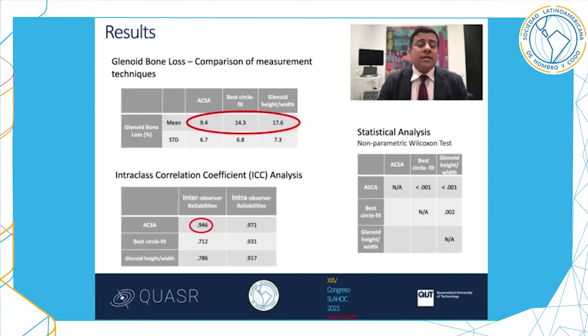We also did an intraclass correlation coefficient to see whether we were calculating the best circle fit, the glenoid height and width method, and the AXA, and we found quite a lot of inter and intra-observer reliability with our ICC measurements of almost 0.9, meaning that this method, because most of it is derived by custom code and an algorithm, is quite reliable, and there is less chance of an error between two different users doing the measurements.